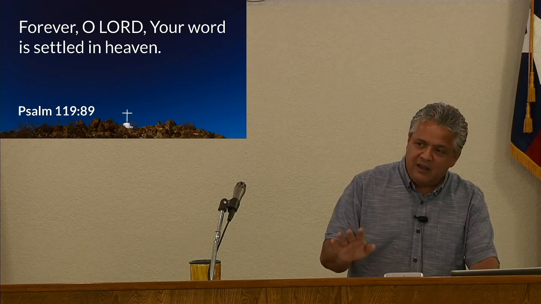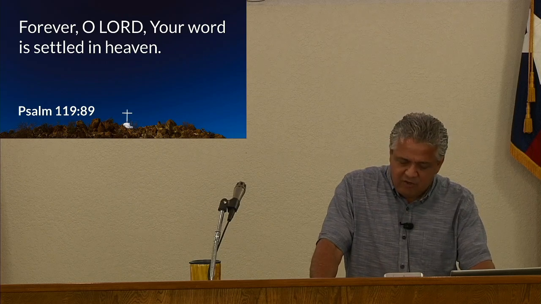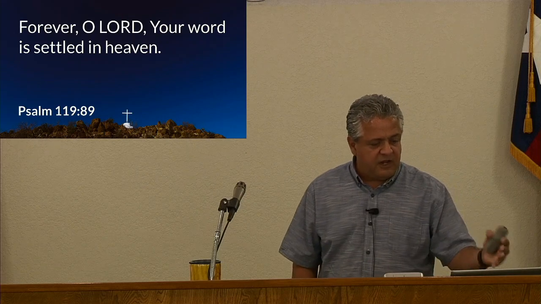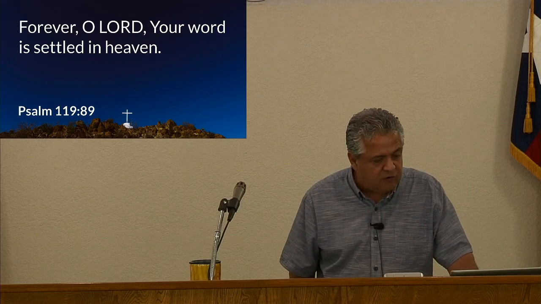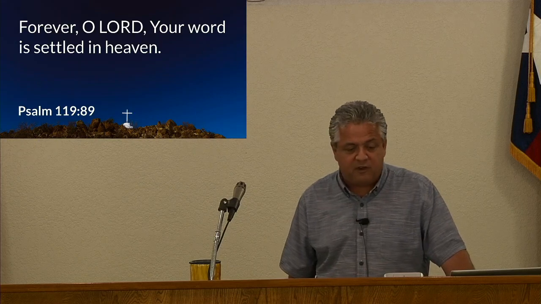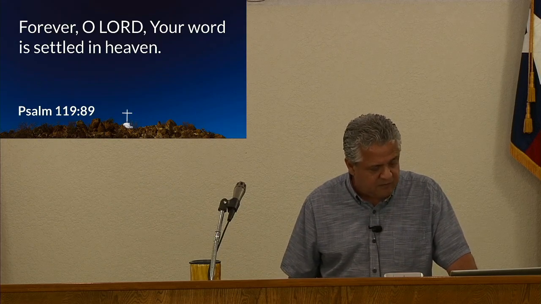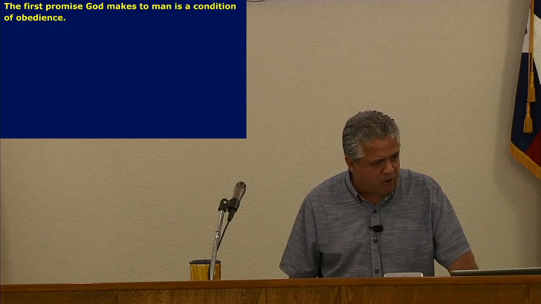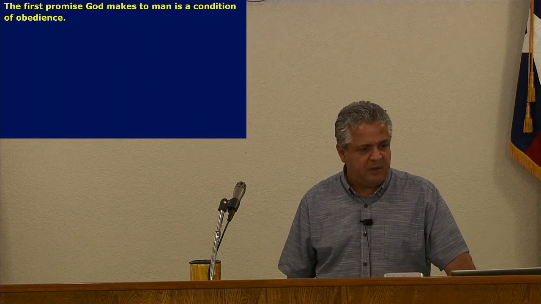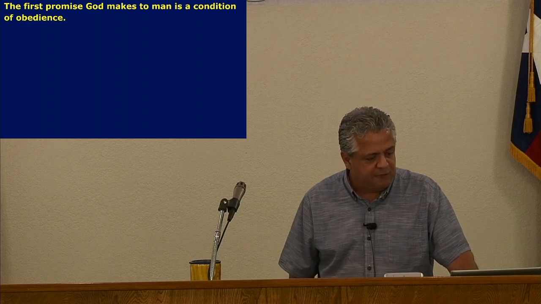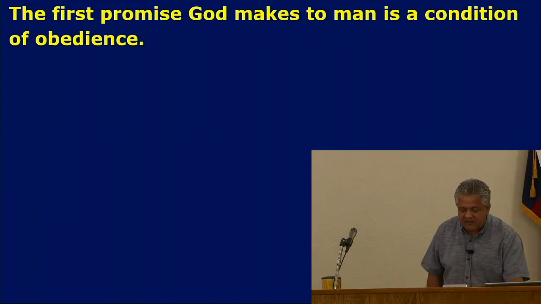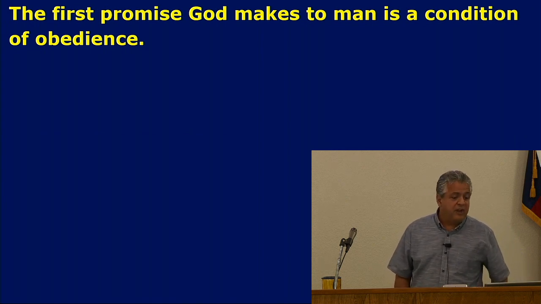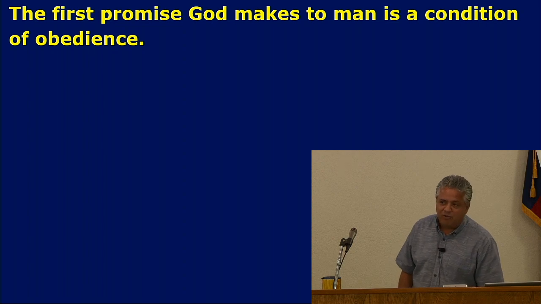And again, God chose this. God chose this. He chose to teach us about himself in this style of writing, and he also chose to teach us about himself by making promises. He's chosen to make promises and keep promises to teach man about his character. The first promise God makes to man is a condition of obedience. We're going to read what the promise is in just a minute in Genesis chapter 2.